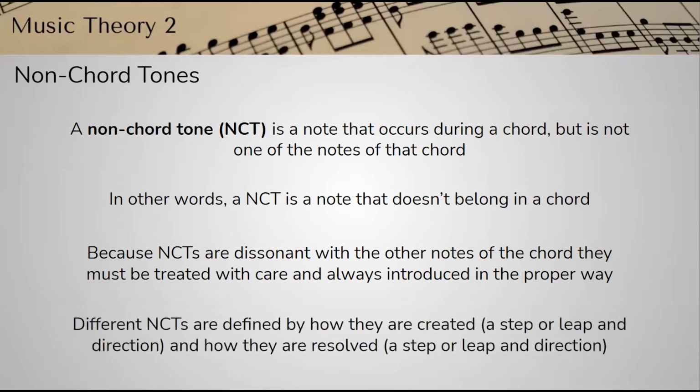It may not have been super clear last time, but different non-chord tones are defined by how they are created, either by a step or a leap, and the direction that they go. A passing tone is a passing tone because you step to it, and then you step away from it to a new note to resolve it. A neighbor tone also moves by step: you step up and then back down, or step down and back up. That's not the only way to create non-chord tones, but that's what defines passing tones and neighbor tones as those types of non-chord tones.